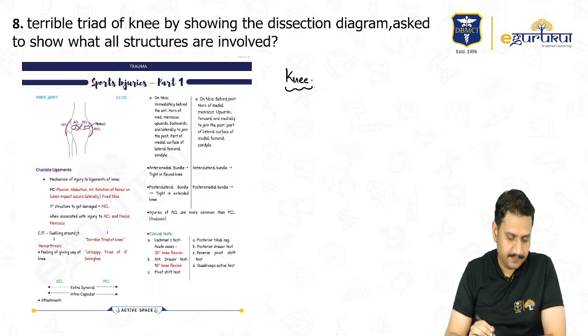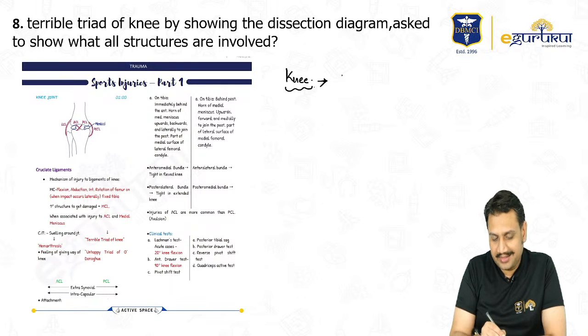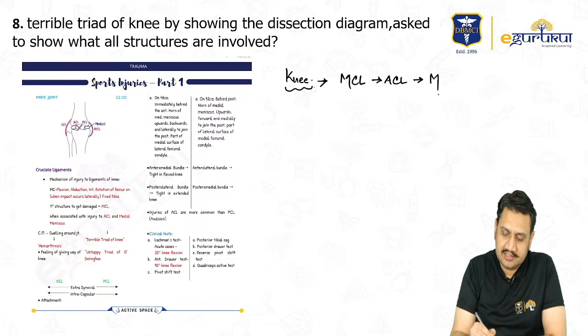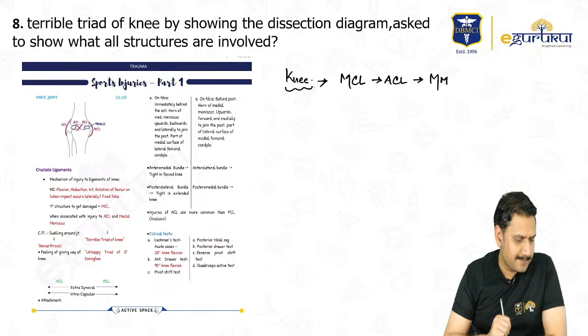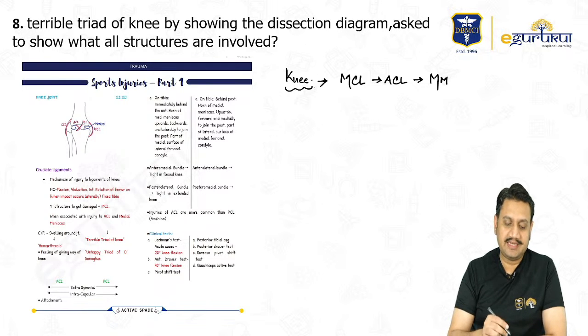The structures injured in the terrible triad of knee, you know, start from the medial side, then the ACL, and with flexion, the medial meniscus. All three structures getting damaged together is your terrible triad of the knee.